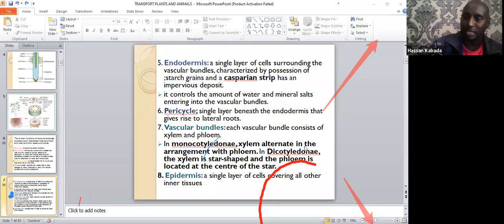monocotyledon. The xylem alternates, of course, that's the arrangement. We don't need to labor much on that. Epidermis, the single layer of cells covering all the inner tissue. This is the outermost part of the plants. The epidermis, a single layer of cells.